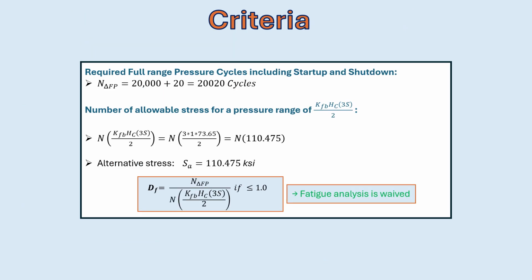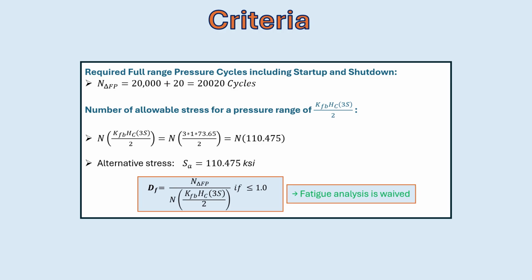So the criteria is right here. First, we need to find the total number of cycles our part is going to face. The required full range pressure cycles including startup and shutdown is 20,000 plus 20, that's 20,020 cycles. So the allowable stress for a pressure range is Kfb Sc 3S by 2. So this is the stress actually.